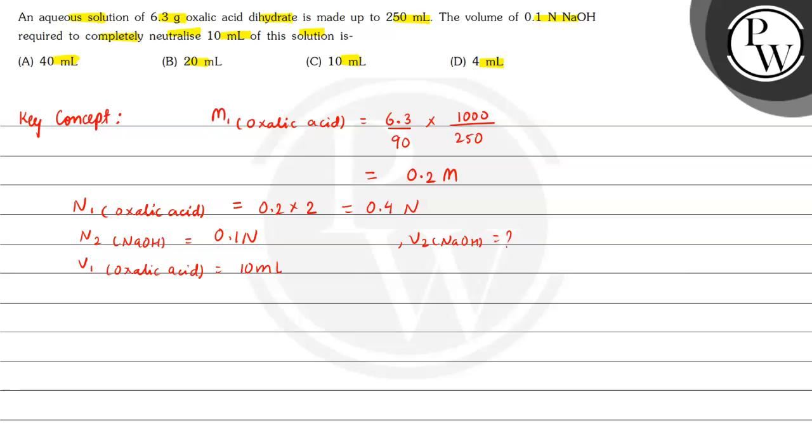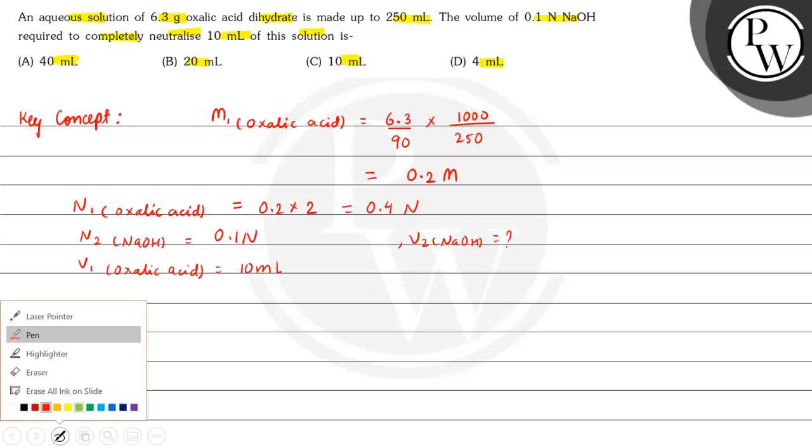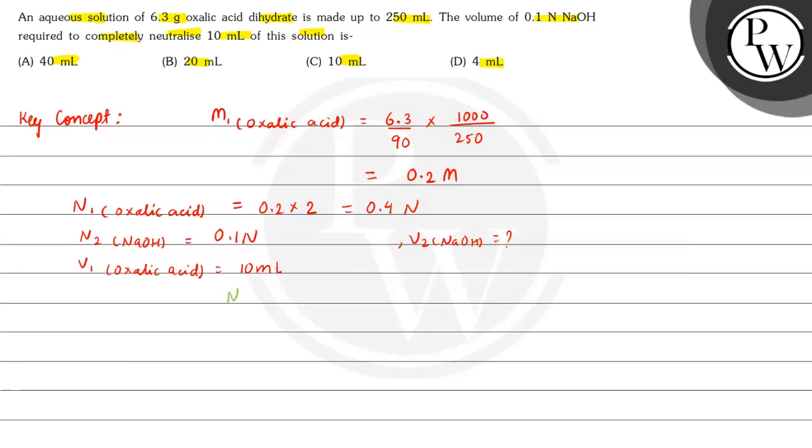Here we know the formula, that is N1V1 = N2V2. So N1 is 0.4, multiplied by V1, which is 10 ml, equal to N2, which is 0.1, multiplied by V2. That means V2 will be 40 ml, which is option A.